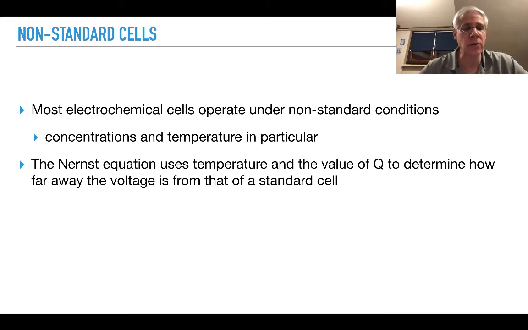Now we have an equation, though, that can take the voltage from a standard cell and use a different temperature and a different set of concentrations to calculate a new voltage based on an adjustment from the temperature and the new concentrations. So those new concentrations basically form a value of Q. And what we're doing is determining how far away is the voltage from that of a standard cell. So we take the voltage of a standard cell and then basically apply a correction based on temperature and concentration.